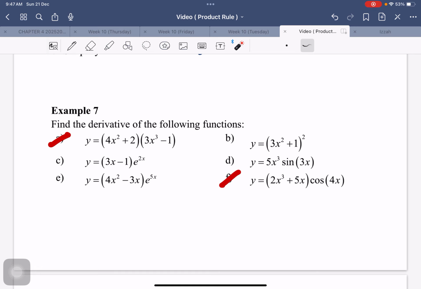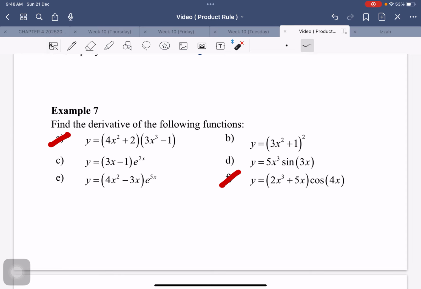So if we can expand, do we need product rule? It's not compulsory. But if the question mentions that you have to use product rule, then you have to use product rule. If not, then it's up to you. You can choose. For B, there is only one function. So which one will be your u and which one will be your v, since there is only one here?